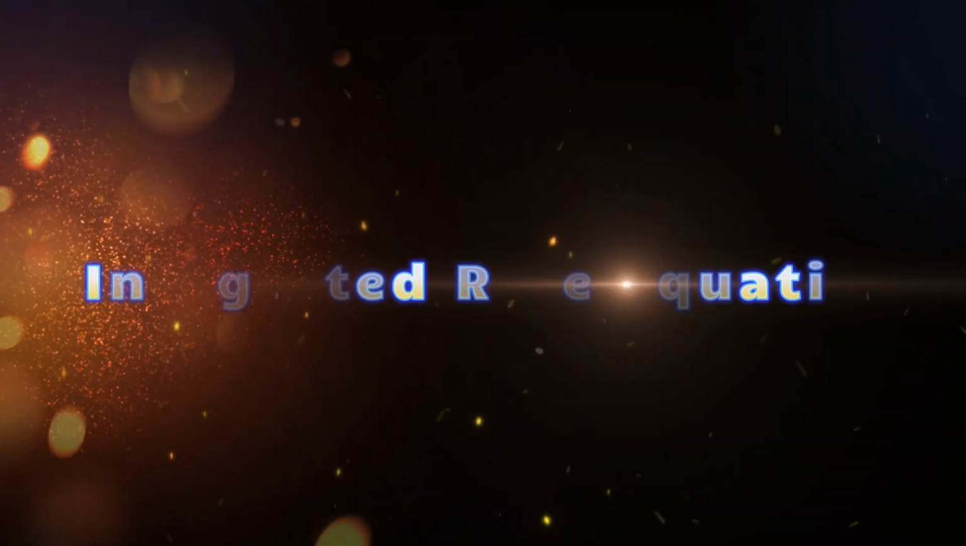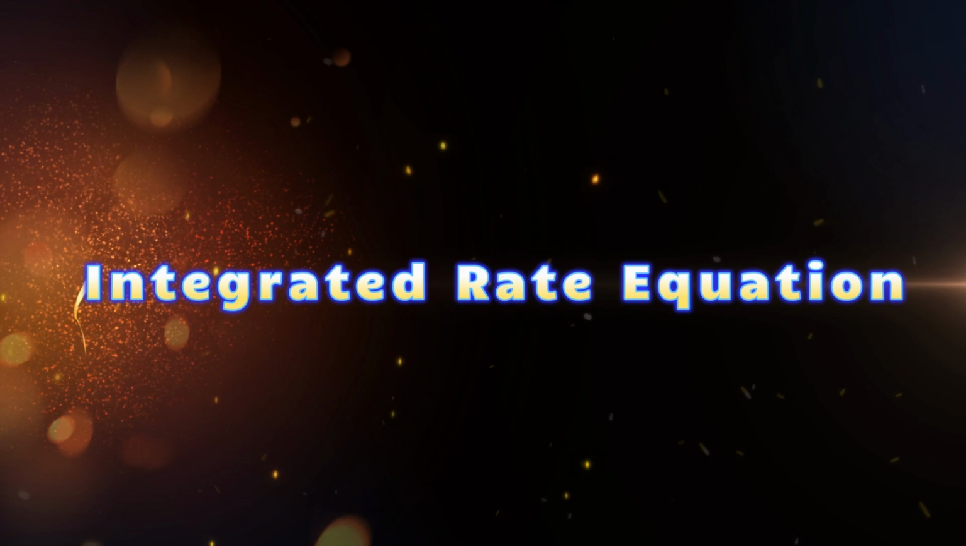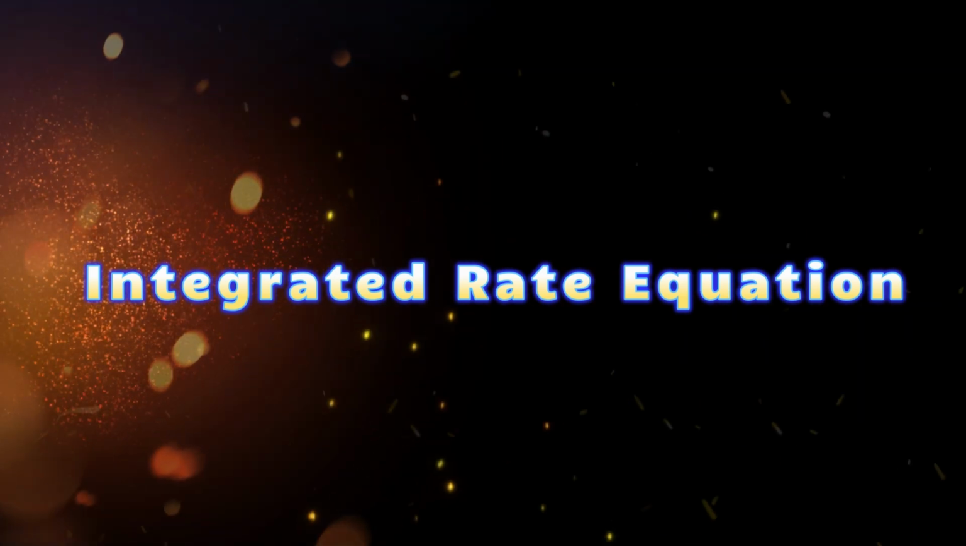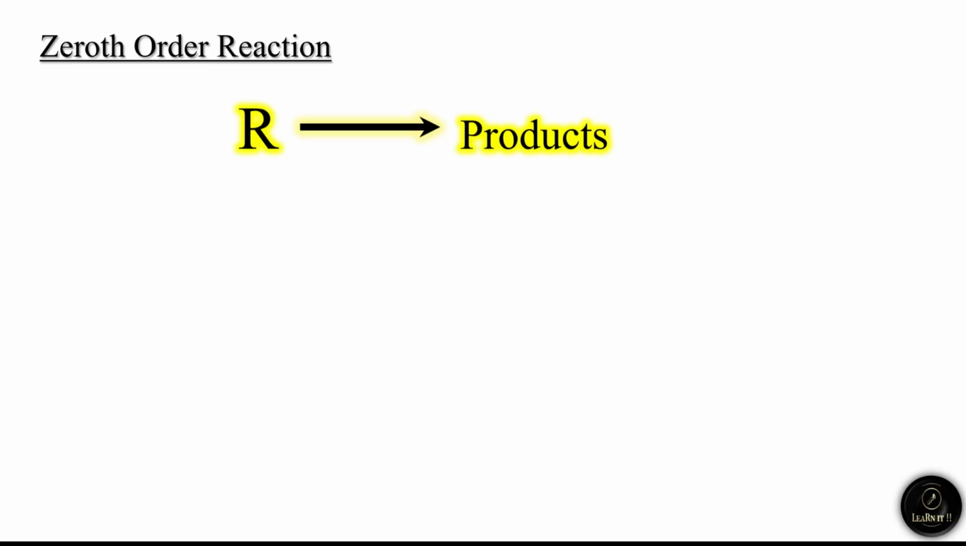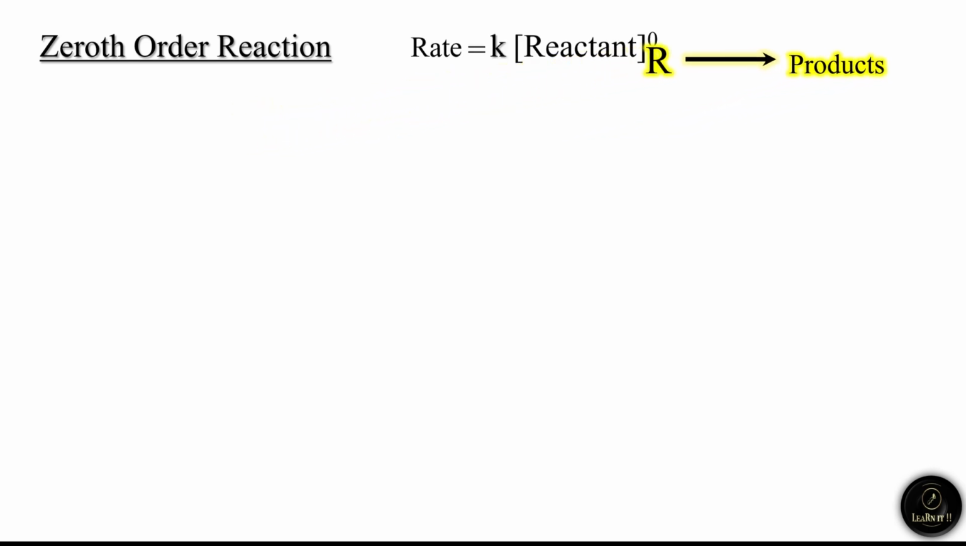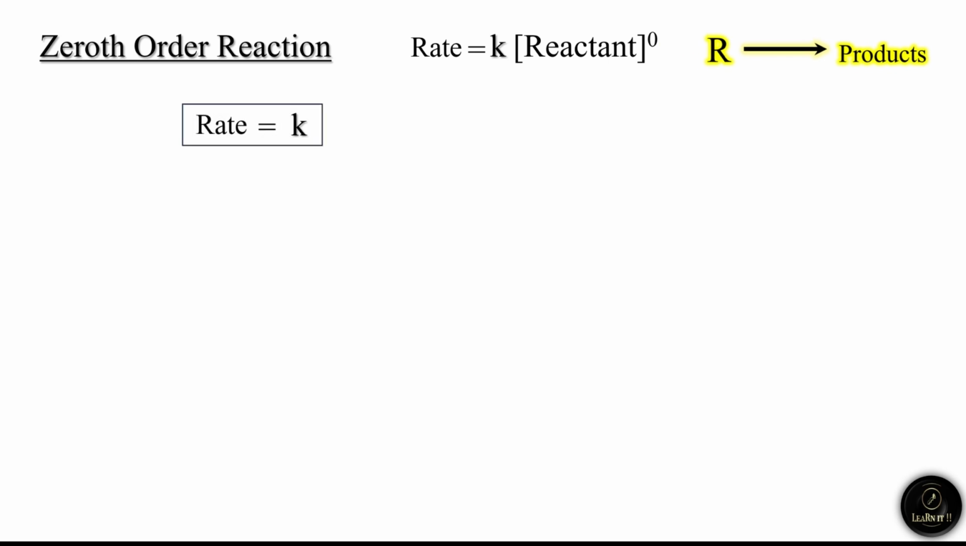The next important segment of this chapter is integrated rate equations. Here we are going to derive the integrated rate equation for zeroth order reaction and the integrated rate equation for first order reaction. So let's begin with the zeroth order reaction. As we know, rate is equal to K into concentration of the reactant raised to the power 0. So rate is equal to K. The differential rate equation is given by minus d[R] by dt is equal to K. Here the minus sign indicates the reactant's concentration is decreasing.